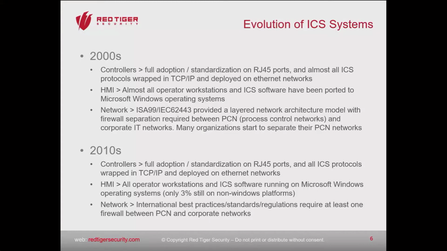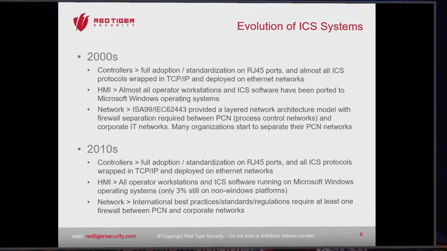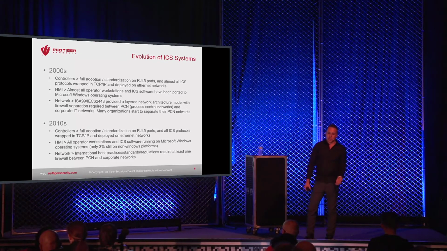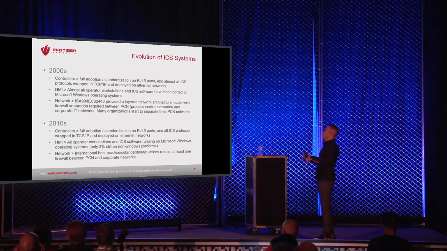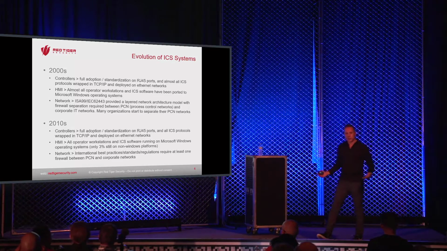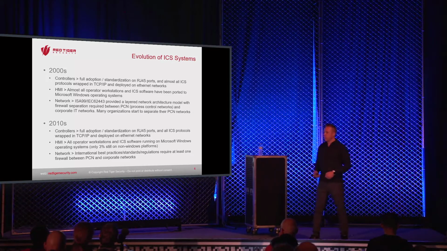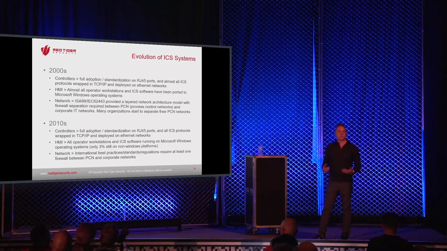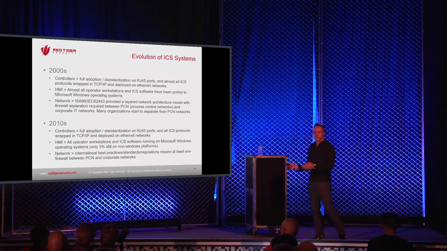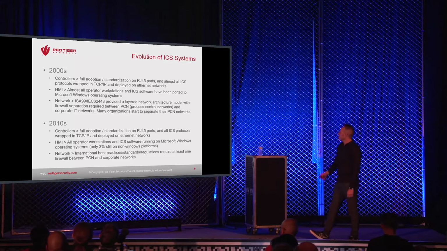So fast forward to the first 10 years of the 2000s, we started seeing a full adoption of RJ45 on all controllers. Most protocols were encapsulated in TCP IP. Almost all of the operator workstations ported over to Windows. And we started to see some architecture models that would push you towards segregation. But really, there was very little regulatory requirement for this, and it was still just in the beginning.